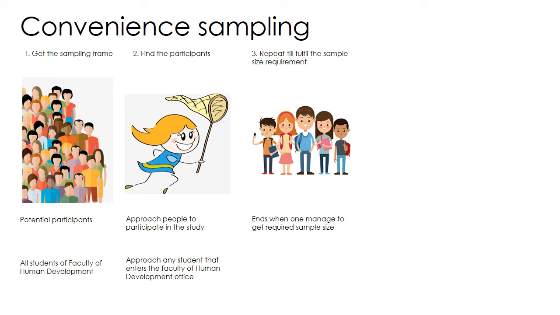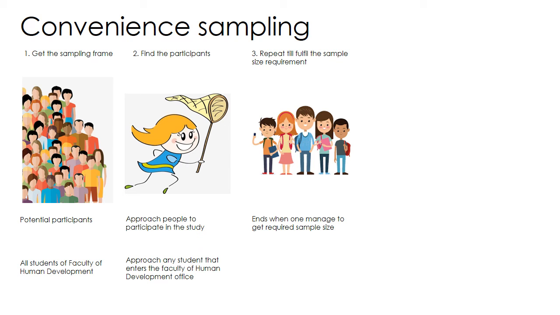And this time we're talking about convenience sampling, which is a type of non-probability sampling. So what we're doing here is, firstly, you get the sampling frame, in this case the potential participants for your study. We are using the same example, all students of the Faculty of Human Development.